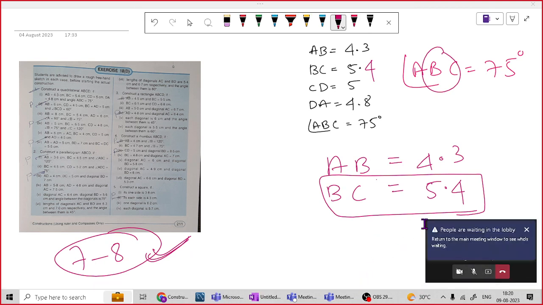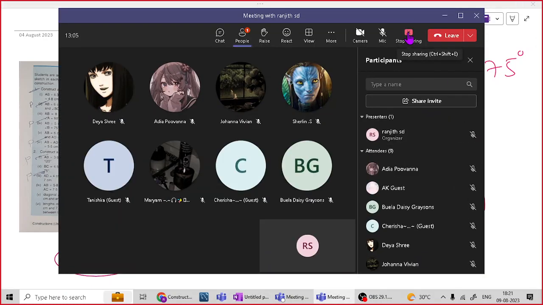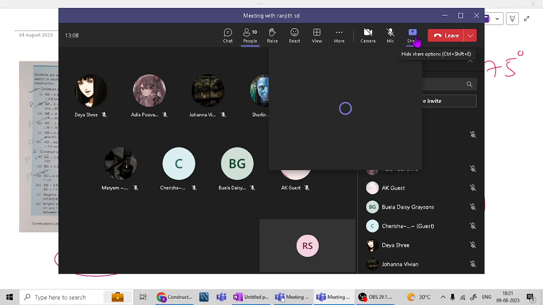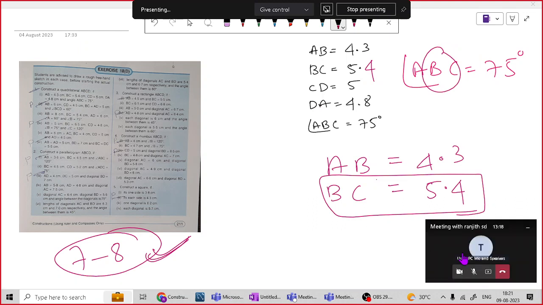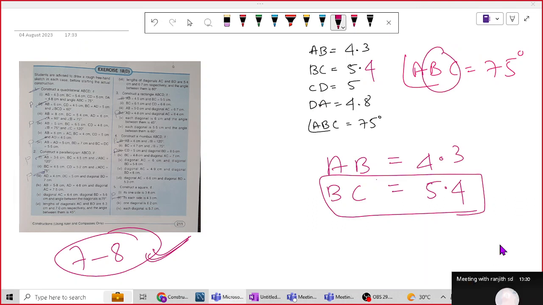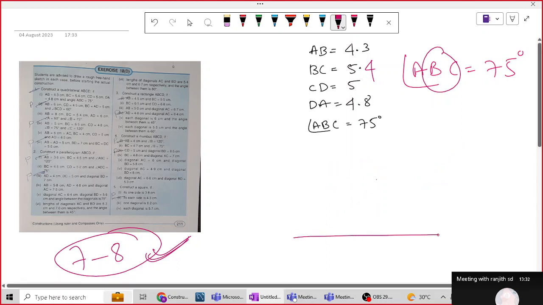Okay, draw a baseline of 5.4 centimeters. Draw a baseline of 5.4. First question, 5.4 centimeters. BC is 5.4. Done, 5.4. Yes, BC is 5.4.